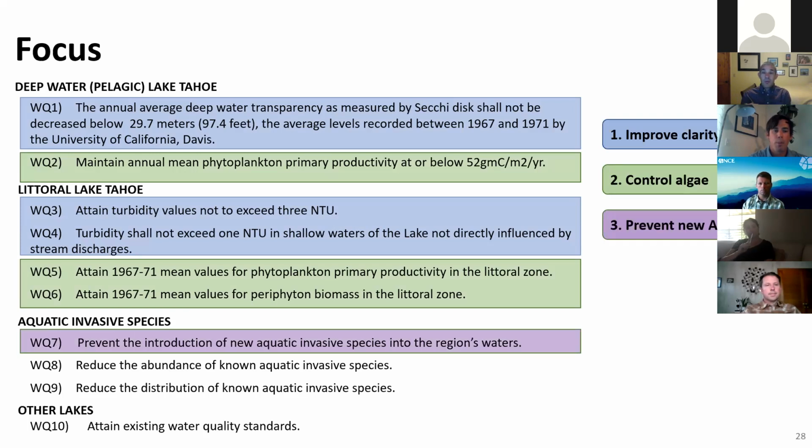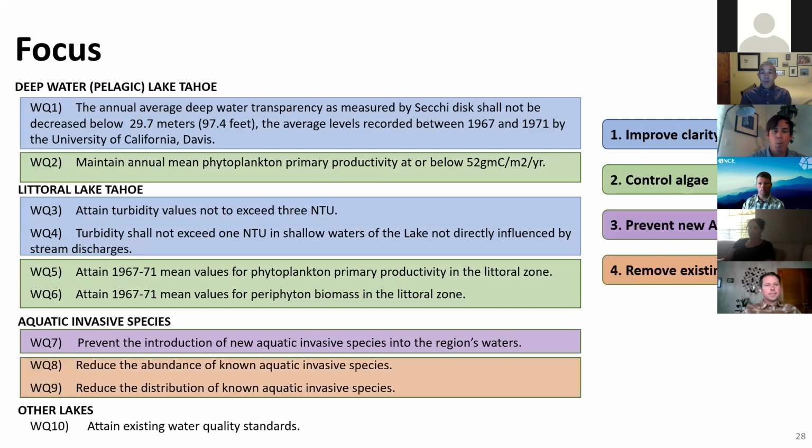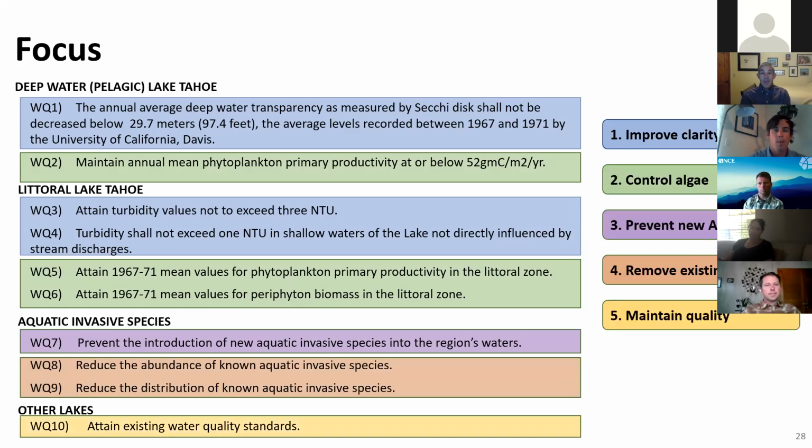Third, there's a theme on preventing new AIS from becoming established within our lake. We have 2 standards then that specify the current goals for removing and controlling the existing invasive species within the lake. And finally, we have a goal to continue to maintain high quality in other lakes within the region. And that's the core of what the standards are today.